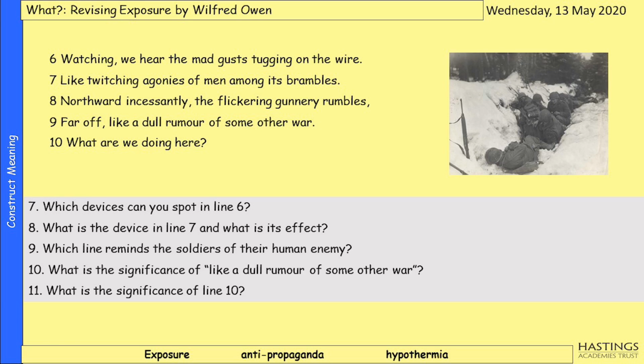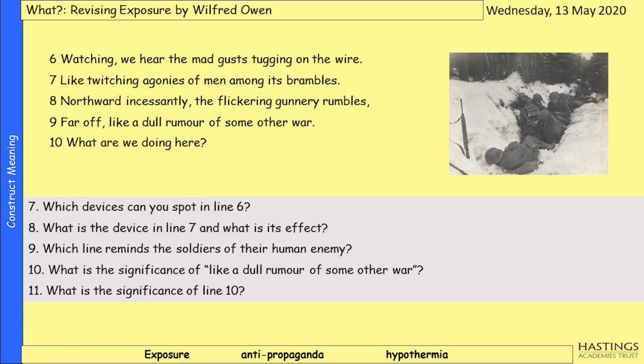Number 8. The device in line 7 is a simile, and the effect of it is the agony of the men is reflected in the wind. We've got this really powerful imagery of men struggling with brambles, and it makes the reader think of the imagery of violence and pain associated with getting injured in warfare. Number 9. "The flickering gunnery rumbles" reminds the soldiers of their other enemy, the human enemy. They can hear guns off in the distance.